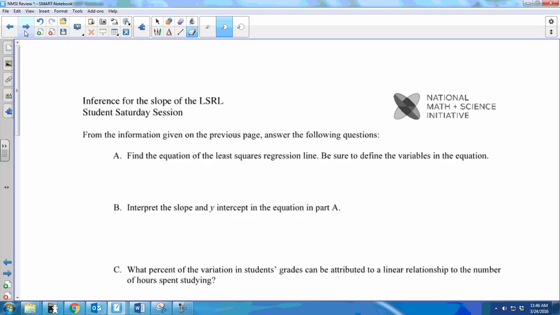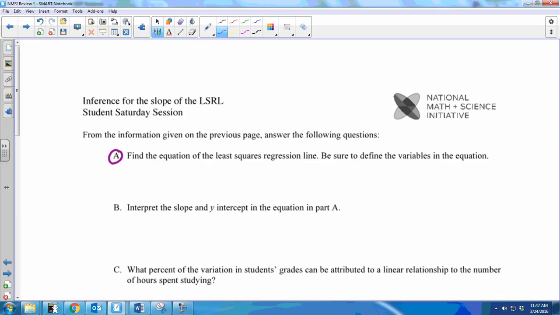All right, so A is not about a test or an interval. It just says, find the equation of the least squares regression line. That just means write the equation. If you remember the scenario, it was talking about Amber, and she selected a sample of students to report their number of hours spent studying for their final exam and their score on the final exam. That's what this is about. So if I was going to write the equation, how would I do that?